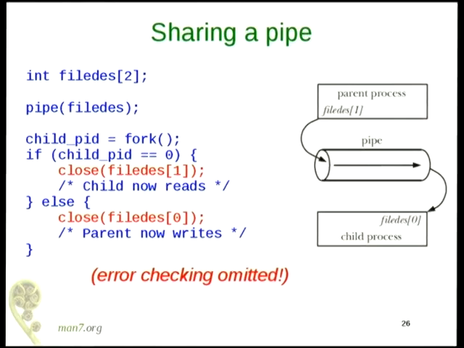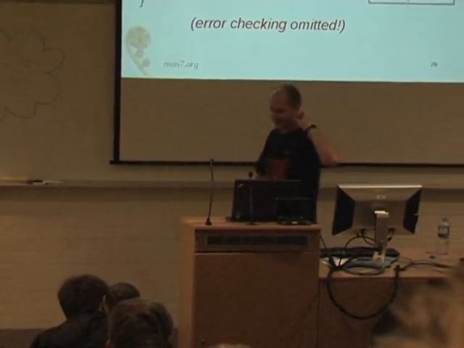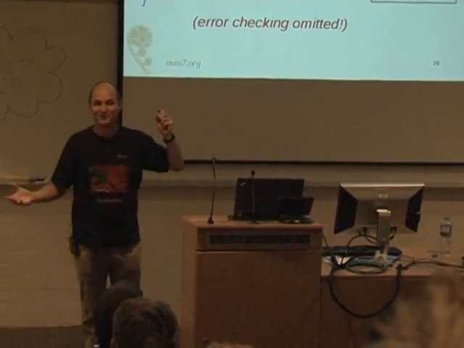Now, one of the things you then have to do is close the ends of the pipe that you don't use. Okay, remember I said a pipe is unidirectional. Well, if you want to communicate from the parent to the child, the parent would close its read descriptor for the pipe, and the child would close its write descriptor. One thing I should say, I've omitted the error checking from all of these system calls in my examples. You should never do that in a real program, but my slides have limited space.